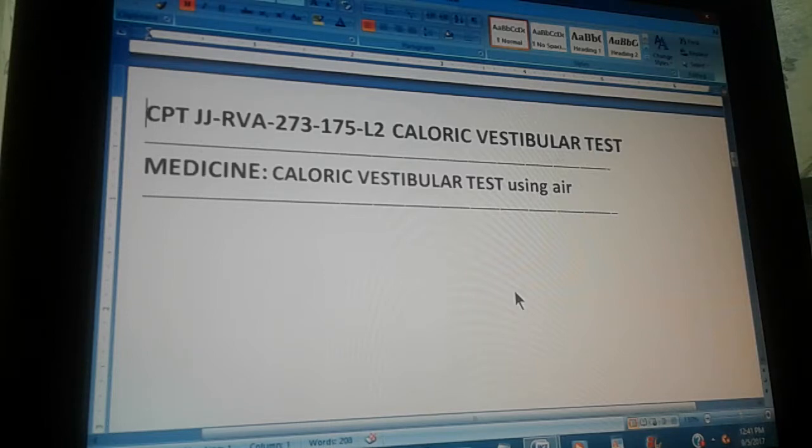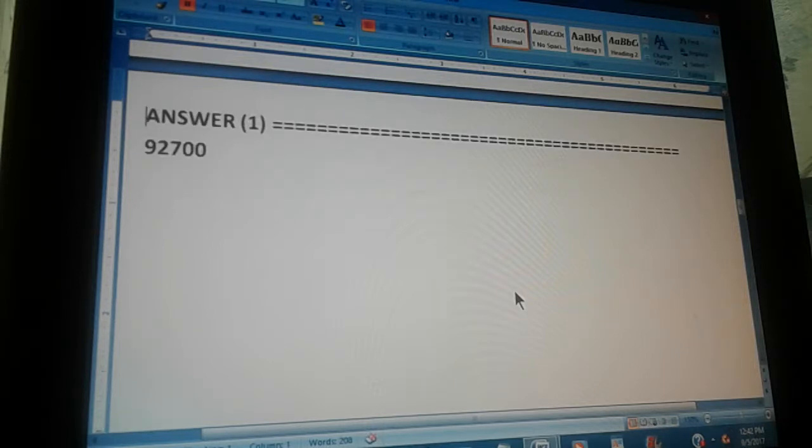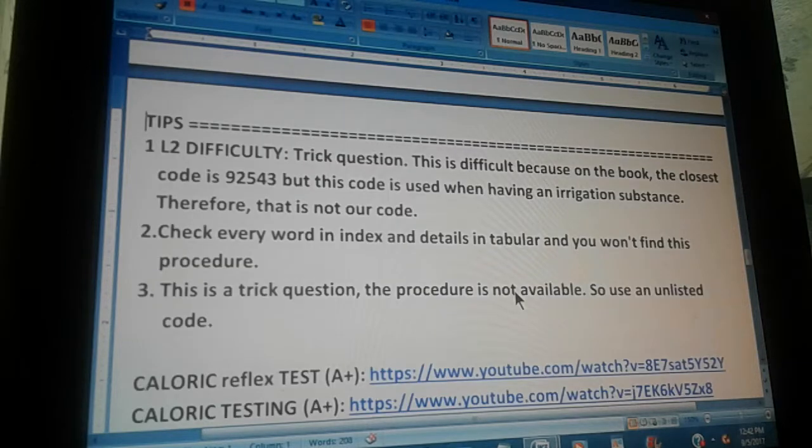Now we're going to count to 3, so you can pause the video and give us the CPT code for this procedure. 1, 2, 3. Okay, the answer is 92700. Did you get that? It's very unlikely that you got it because it is a level 2, remember. But if you did, congratulations. If you didn't, don't worry, we'll give you a few tips.